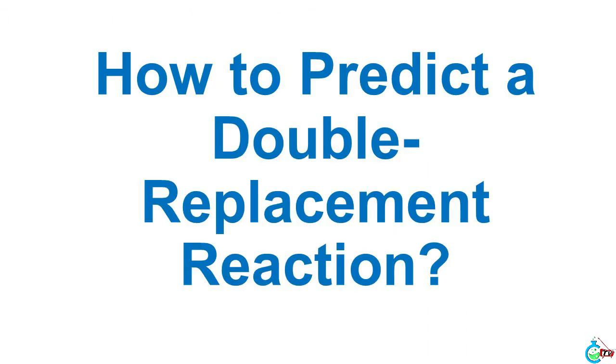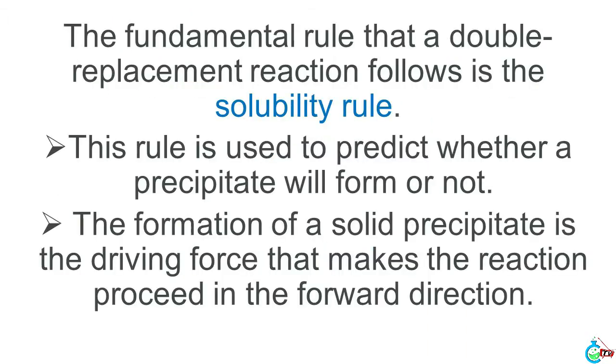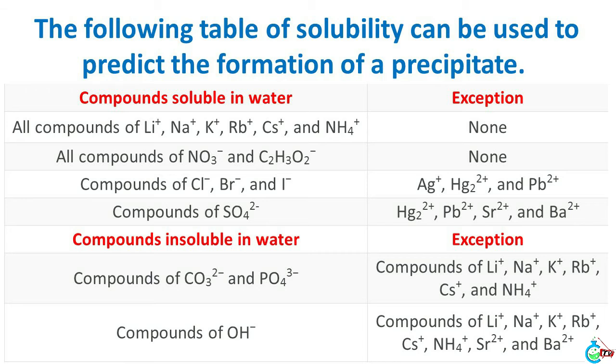How to predict a double replacement reaction. The fundamental rule that a double replacement reaction follows is the solubility rule. This rule is used to predict whether a precipitate will form or not. The formation of a solid precipitate is the driving force that makes the reaction proceed in the forward direction. The following table of solubility can be used to predict the formation of a precipitate.